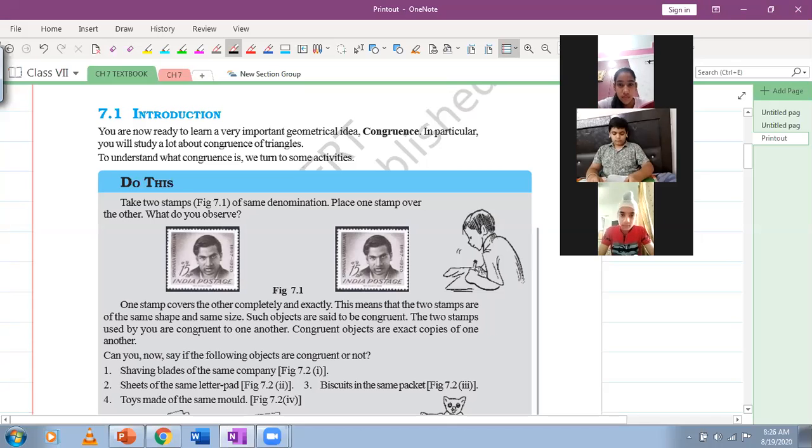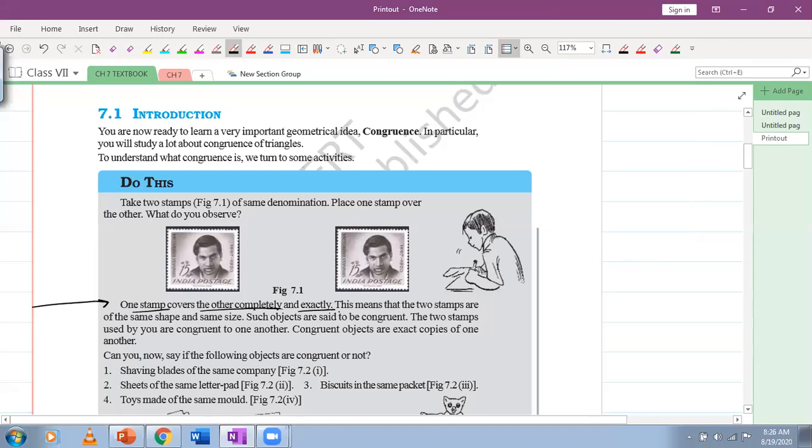Yes, ma'am. And this is what they are saying. You can just see that one stamp covers the other completely and exactly. This is what we want. These two stamps are the same shape and the same size, so these are said to be congruent.